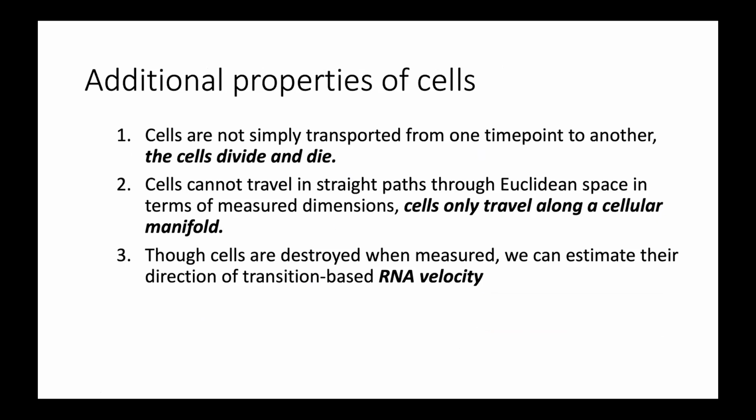But we've somewhat constrained things to be minimum energy, and we also know a lot of other things about cells. They divide and they die. They can only travel along low dimensional spaces, so they don't travel in Euclidean space, which was what was assumed previously. And since they're destroyed, we can't measure them at every time point, but we can look at the transitions based on RNA velocity, right? RNA velocity says this cell moves a little bit in this direction at this specific time. We can integrate that into our model.